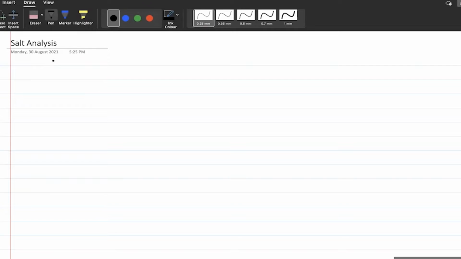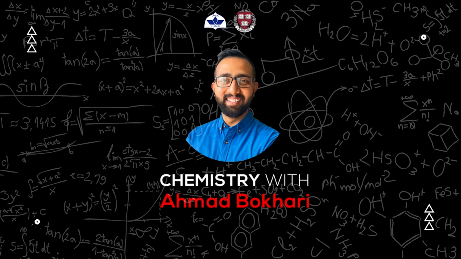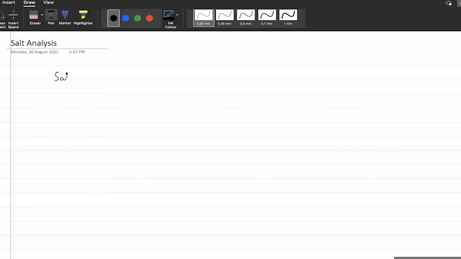So the first thing we need to know for salt analysis is what exactly a salt is. Salt, as we know, is made of a cation and an anion. If I want to know what salt we are talking about, I need to know the identity of the cation and the anion. So we try to find a way to identify the cation based on something that only that one can do. One way of doing that is to look at the precipitates that they form.